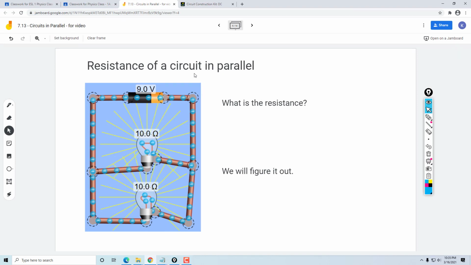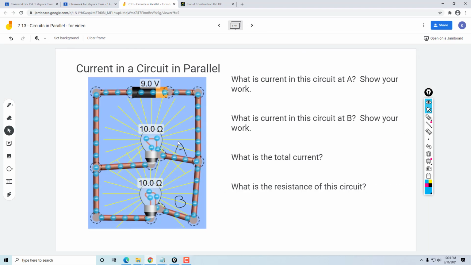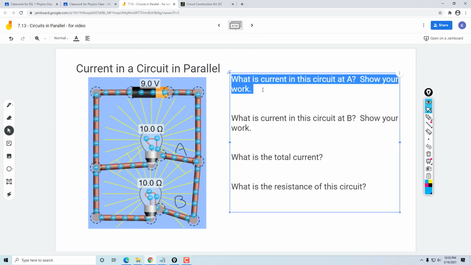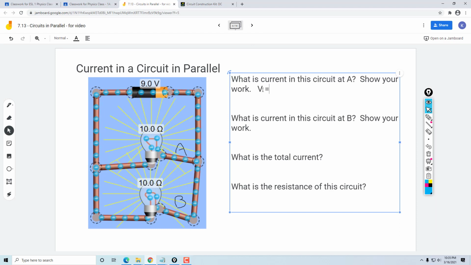What about the resistance of a circuit in parallel? The resistance of the entire circuit, the equivalent resistance, we can't add this time. We're going to have to figure out what it is. So what is the current at A? Well, V equals IR. So that means 9 equals the current times 10. Divide both sides by 10, and we get 0.9 equals I. So the current is 0.9.